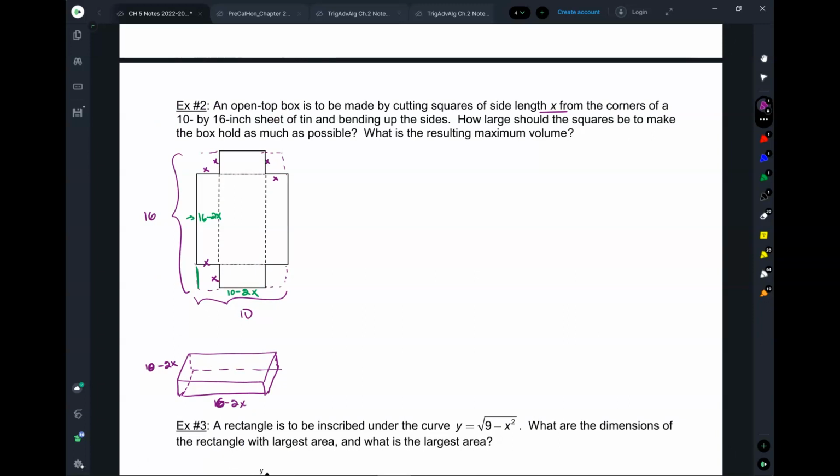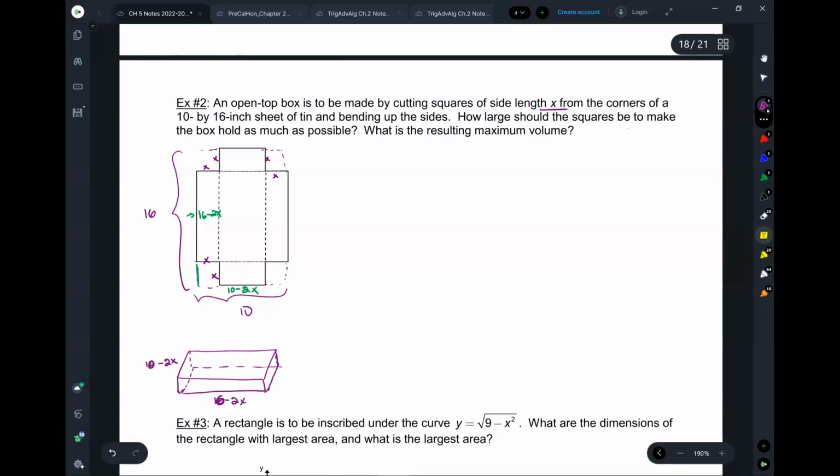What is it that the problem is asking for? It says, how large should the squares be to make the box hold as much as possible? Okay? So if we want it to hold as much as possible, that's volume. That means we want the volume to be a maximum. Okay? And then it asks for what is the resulting maximum volume. Okay, so we have a box.